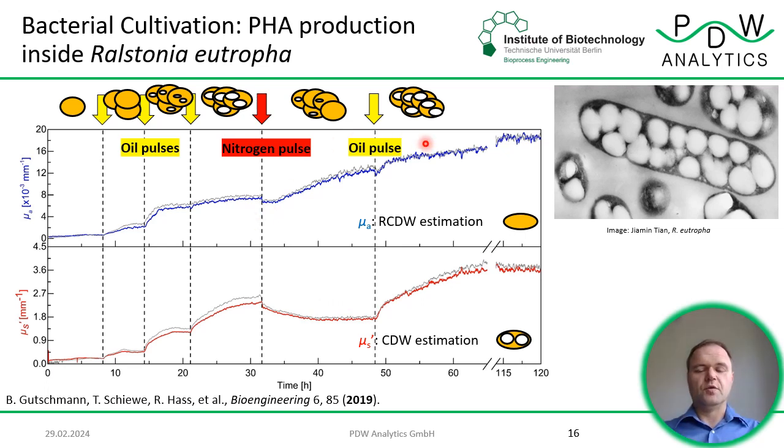And by looking more into details, one can notice that the absorption gives an indicator of the residual cell dry weight estimation, while the scattering coefficient gives an indicator for the cell dry weight estimation, so the entire biomass, including the PHA.